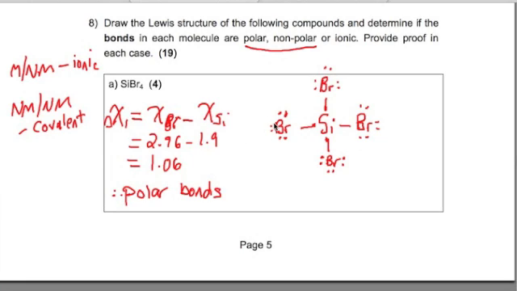The last step that I have to do is show which one has a stronger pull. Well, bromine has a higher electronegativity, so it's going to pull electrons closer to it. So each bromine is kind of negative, and the silicon is kind of positive. I've drawn the Lewis structure. I've determined the bonds are polar and provided proof. This is proof here. And then I've shown that I know what that means and put on my partial charges.